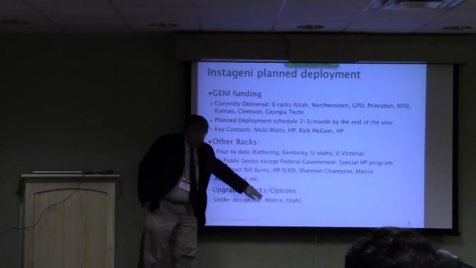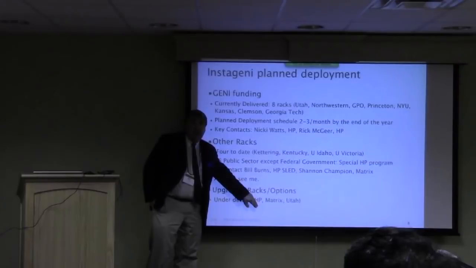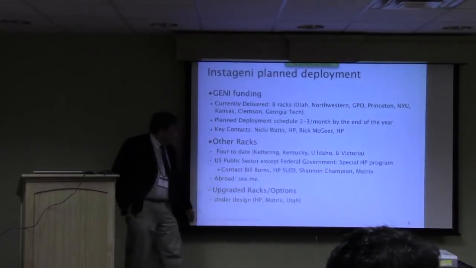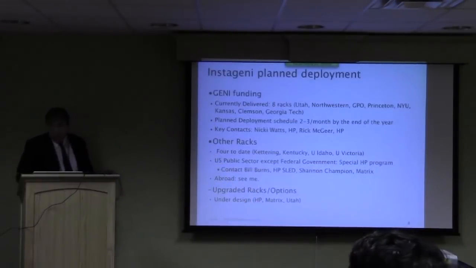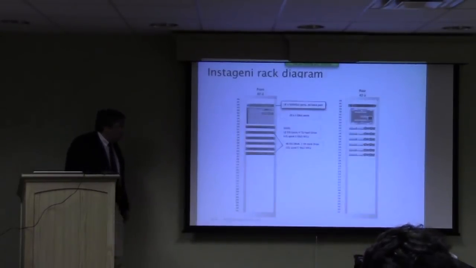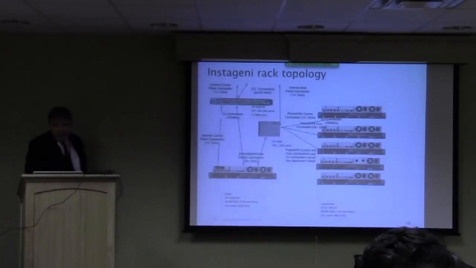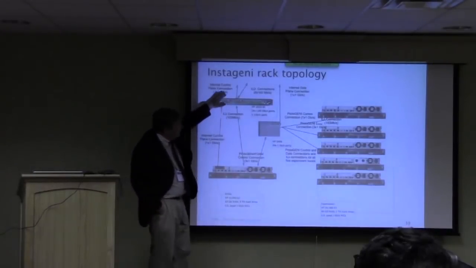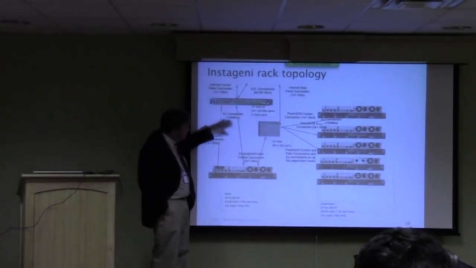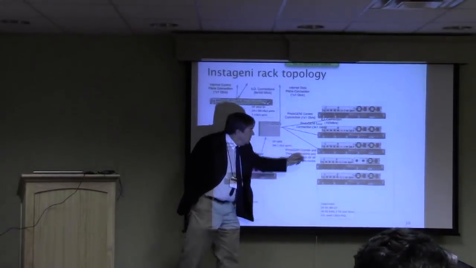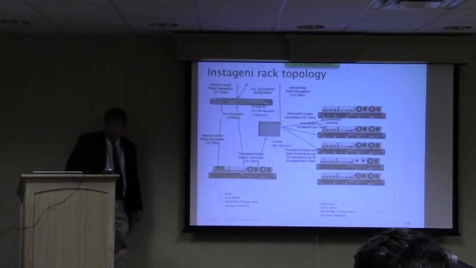Also, Matrix and Utah are talking about building upgraded racks, either upgraded options on the racks or larger versions of the existing rack. This is the subject of ongoing discussion, so we should be able to roll these out sometime soon. Mostly it's a matter of topology. Here is the rack diagram, which you've all seen before. The control connections all come through this baby 2460 switch. The data point connections go straight through to the racks themselves.